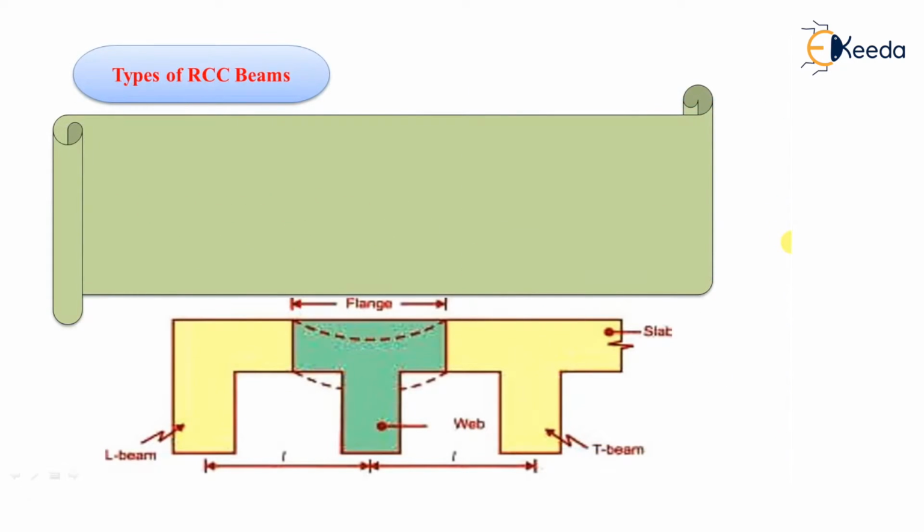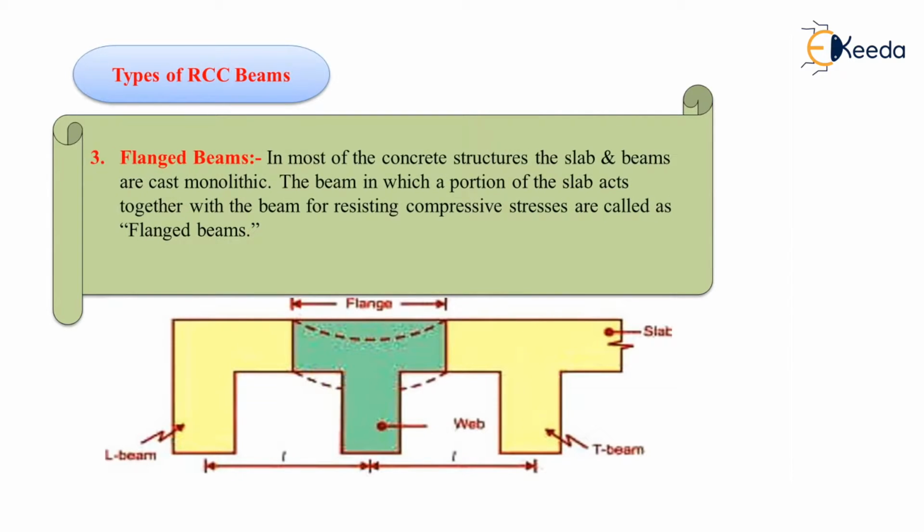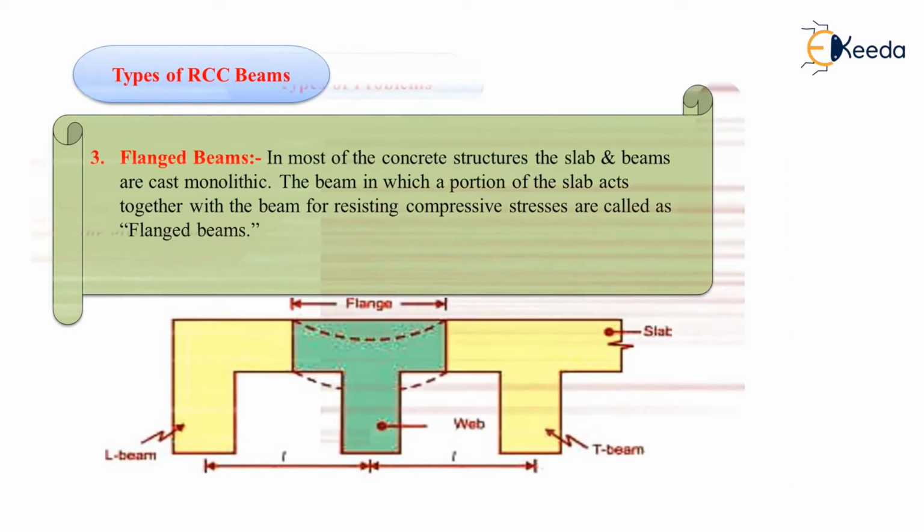Third type is flange beam. In most reinforced concrete structures, the slabs and beams are cast monolithically, and thus the beams form a part of the floor system. When the beam bends, a part of the slab also bends along with the beam. So the intermediate beams in a floor system act as a T-beam, as you can see here, and the end beams are called L-beams. The beams in which a portion of the slab acts together with the beam for resisting compressive stresses are called flange beams. Now we will see the types of problem.